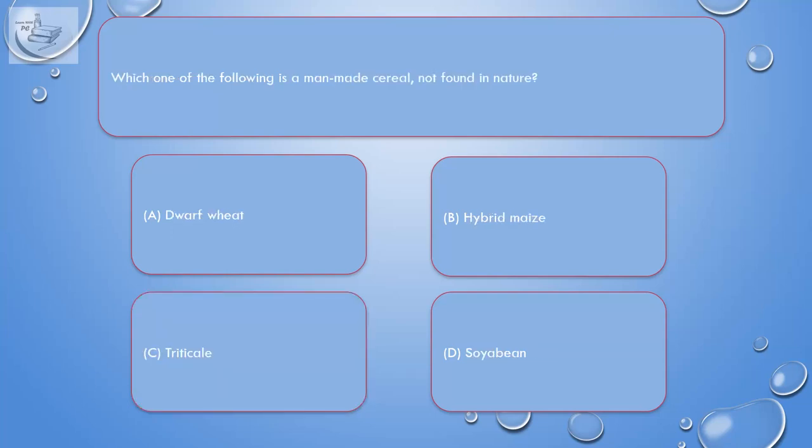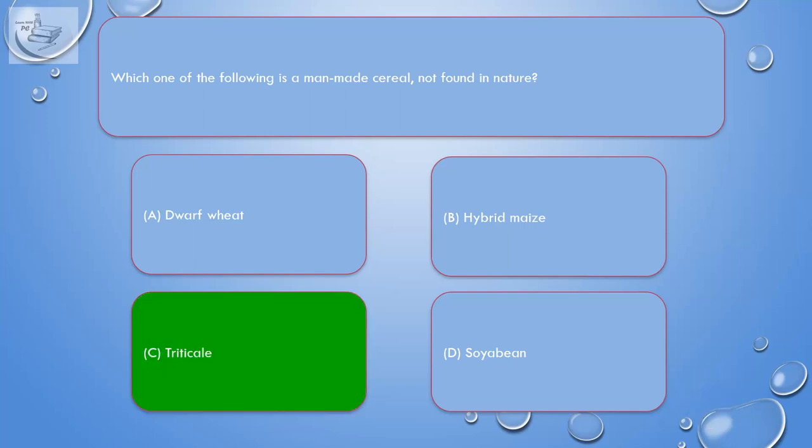Question: which one of the following is a man-made cereal, not found in nature? A. Dwarf wheat. B. Hybrid maize. C. Triticale. D. Soybean. Correct answer is C. Triticale.